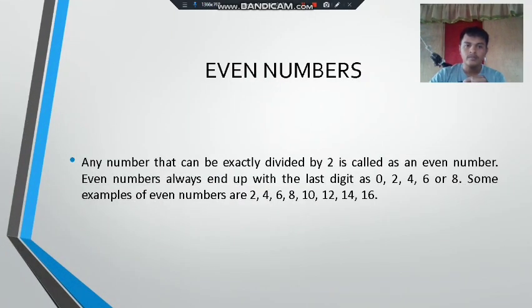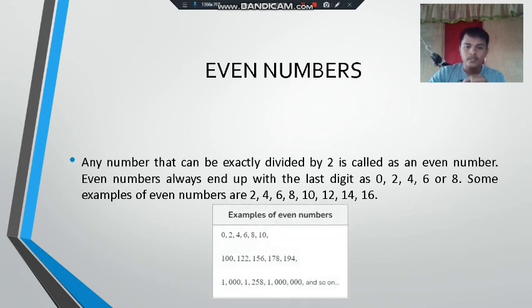Even numbers. Any number that can be exactly divided by 2 is called an even number. Even numbers always end with the last digit 0, 2, 4, 6, or 8. Some examples of even numbers are 2, 4, 6, 8, 10, 12, 14, 16. Examples of even numbers: 0, 2, 4, 6, 8, until 200 and 1000, and so on.